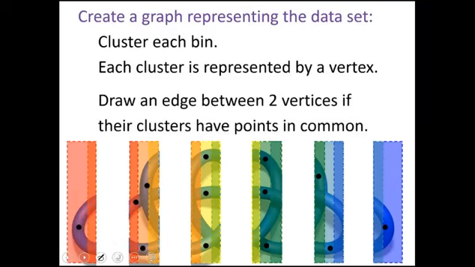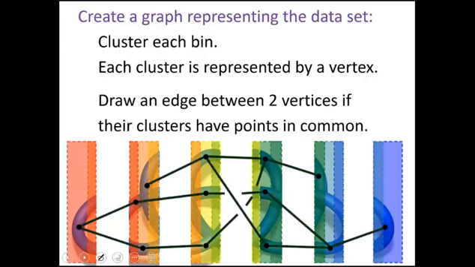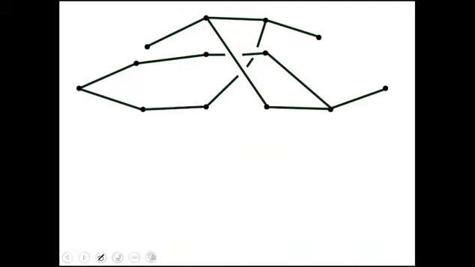So we create a graph by clustering each bin. Each cluster is represented by a vertex, and we draw an edge between two vertices if their clusters have points in common. And this gives us a graph. And that graph is, we hope, a good representation of our original data. But there is one thing to warn about in terms of graphs. Graphs are just a collection of vertices and edges indicating connections between these vertices. How you draw the graph can actually sometimes be misleading. There's lots of different ways of drawing this graph.